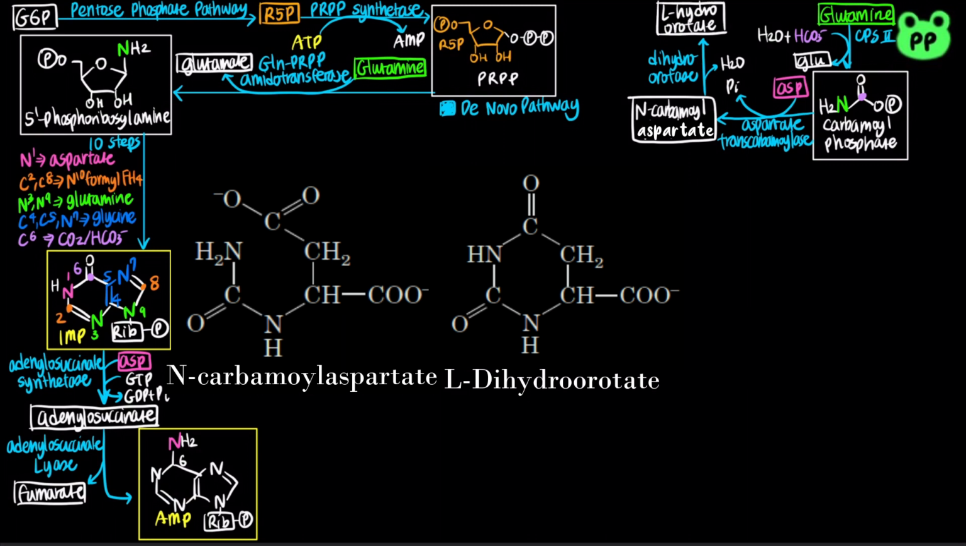In eukaryotes, the first 3 enzymes, CPS2, aspartate transcarbamylase, and dihydroorotase, are part of a single trifunctional protein known as CAD.